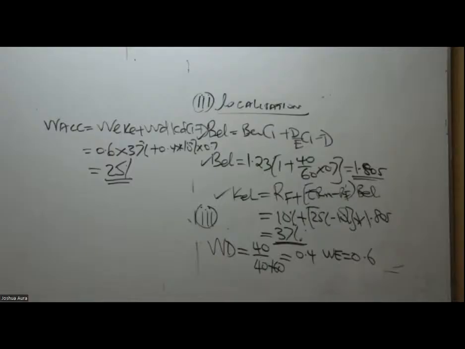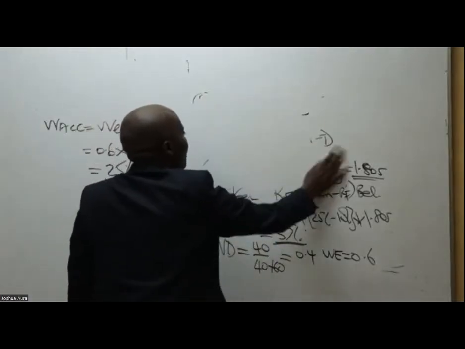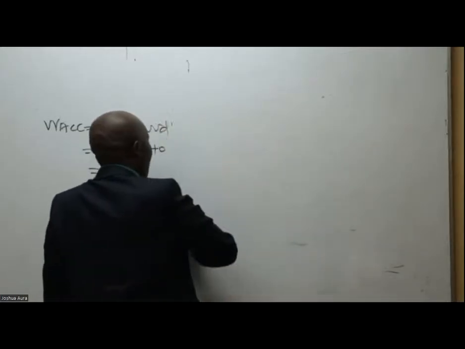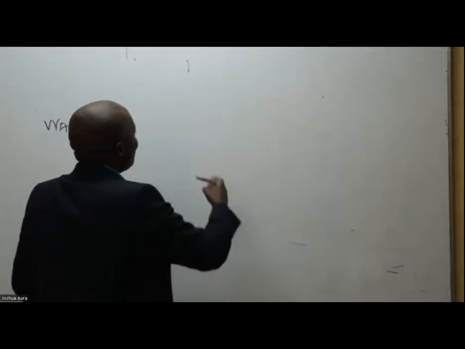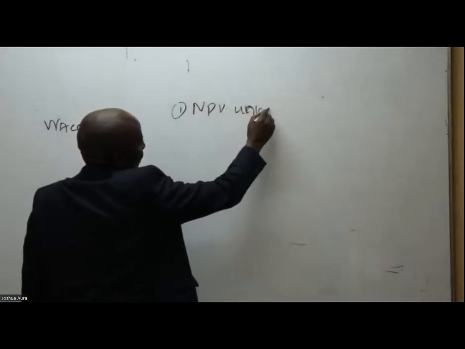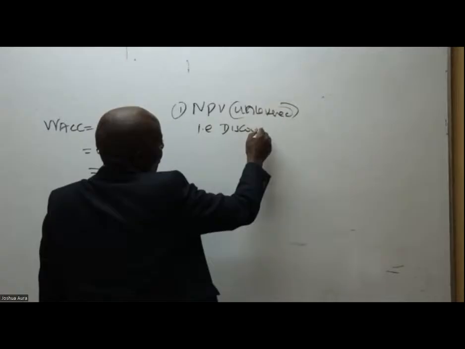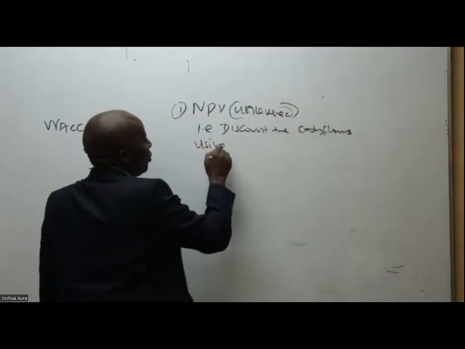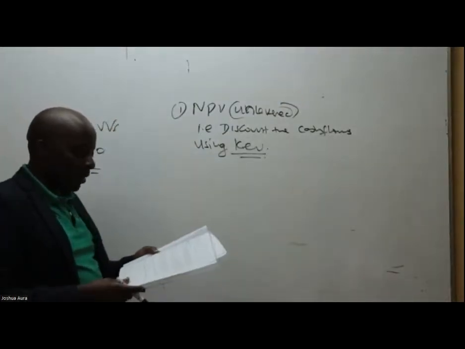Remember, ladies and gentlemen, that the first step of net present value, not net present, but adjusted present value, the first step number one is to give us NPV unlevered, i.e. discount the cash flows given using KU, the cost of equity of an unlevered firm.